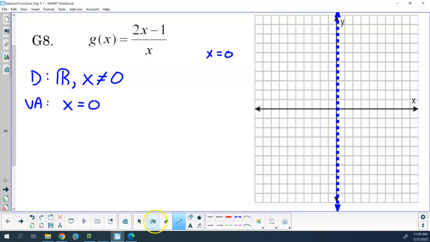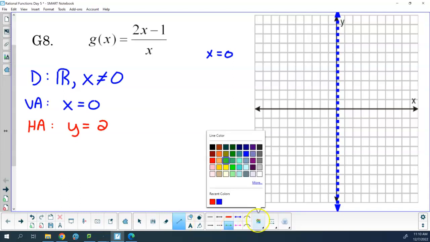Step two says horizontal asymptote. Degree of the top is 1. Degree of the bottom is 1. Those are the same. Which means then we look at lead coefficients. Lead coefficient on top, 2. Lead coefficient on the bottom, 1. 2 divided by 1 is 2, so that becomes y equals 2.